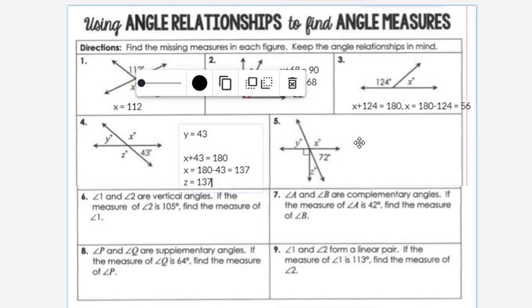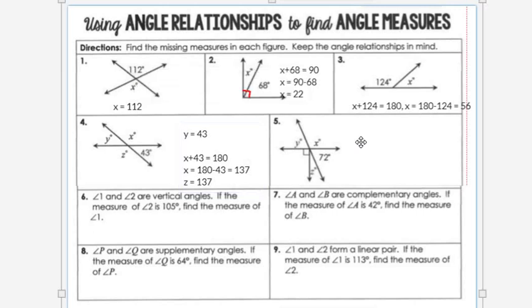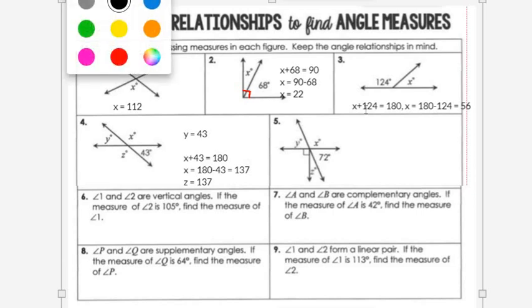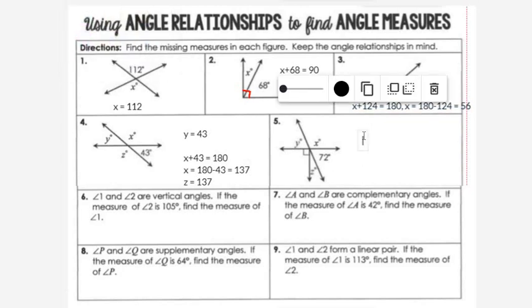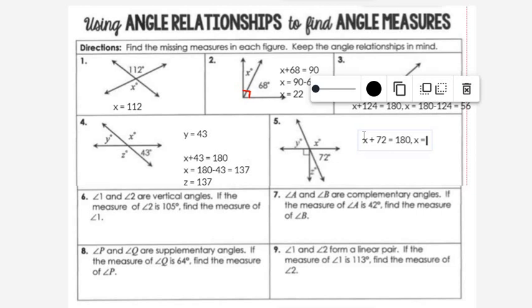Moving up to number 5. So we need to find x, y, and z. And number 5, it looks like x and 72. These are supplementary angles, so we can start off with that. x plus 72 degrees will be 180 degrees, and so x will be 180 take away 72, and that should be 108 degrees.